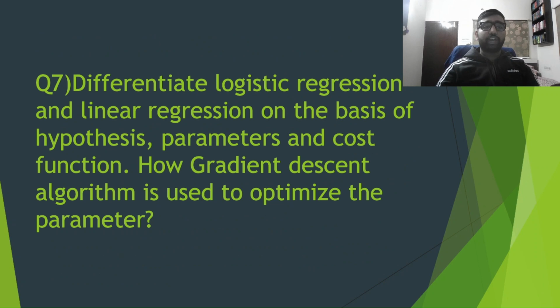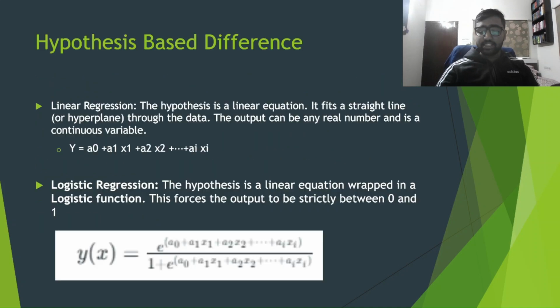The question for today is: differentiate logistic regression and linear regression on the basis of hypothesis, parameters and cost function. How is the gradient descent algorithm used to optimize the parameters? So basically, first we have to differentiate logistic regression and linear regression on the basis of the given 3 points, which are the hypothesis, parameters and cost function, and then we are going to see how the gradient descent algorithm would be used to optimize the parameters. So let's first understand these differences.